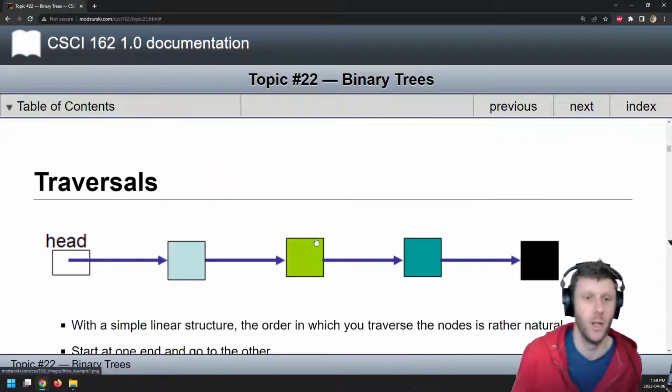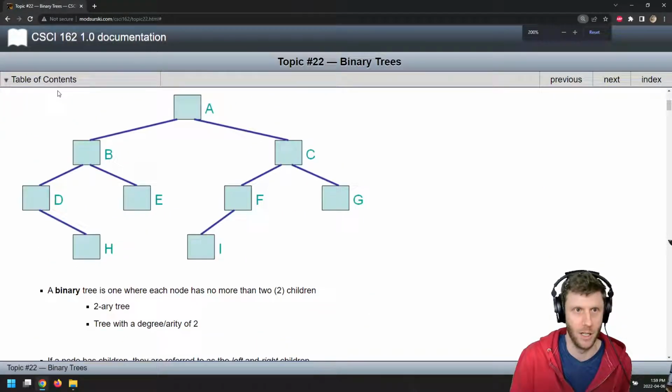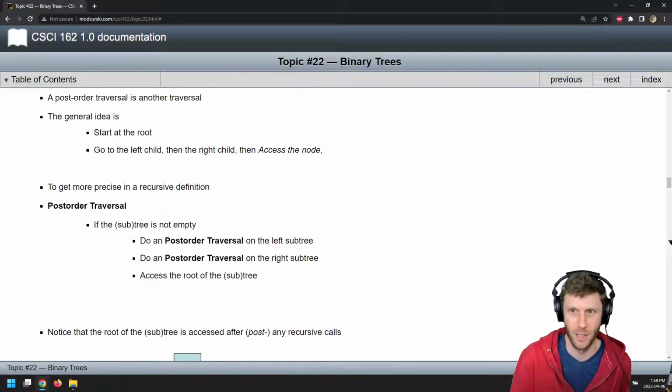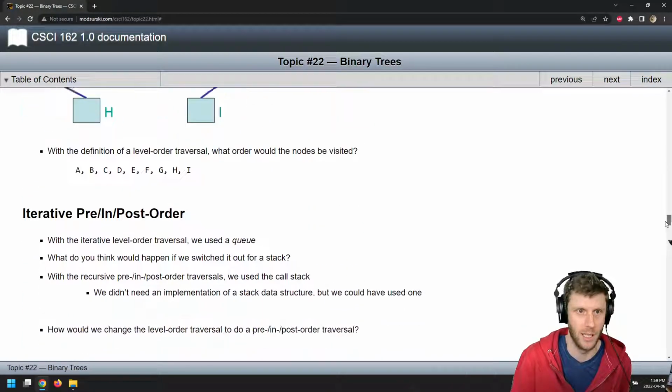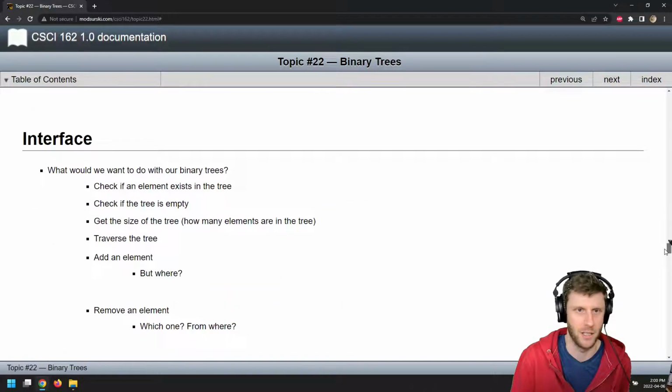All right. Traversals. The big thing we're going to be talking about here is the traversals. Let me make sure I'm correct about that. In order, interface. Yeah, okay. And then we get to the interface of it. Okay, cool.